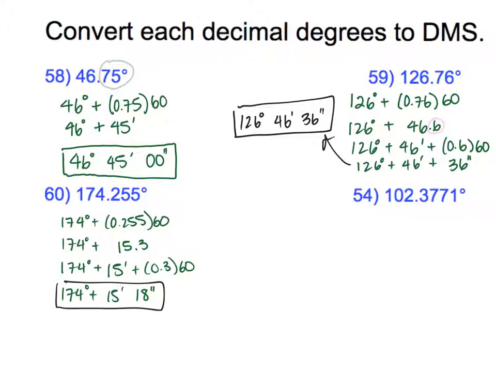All right, and then this last problem, if I were to work it out, has a little bit more decimals. We have 102 plus 0.3771 times 60.